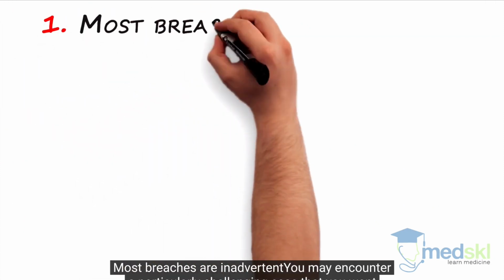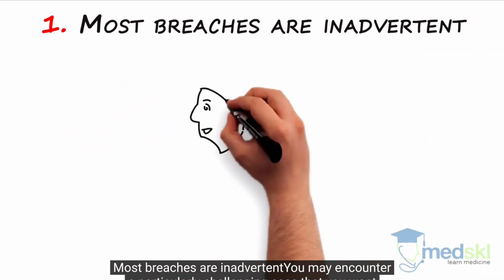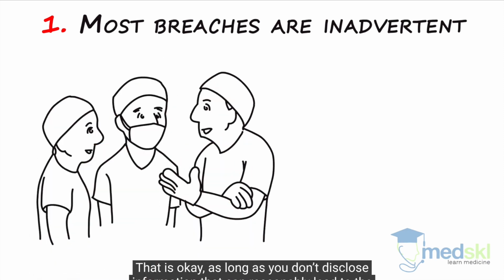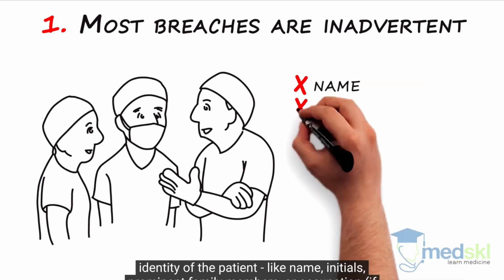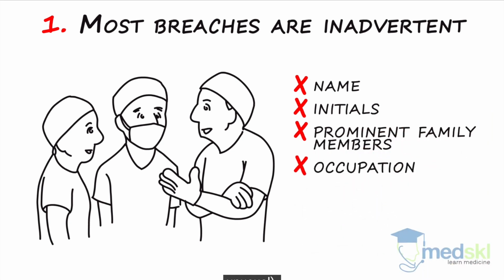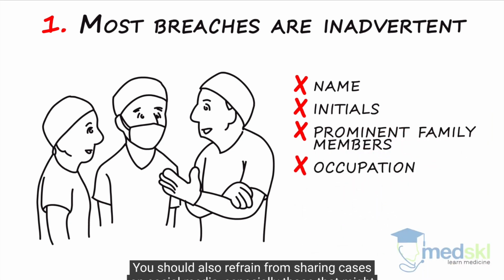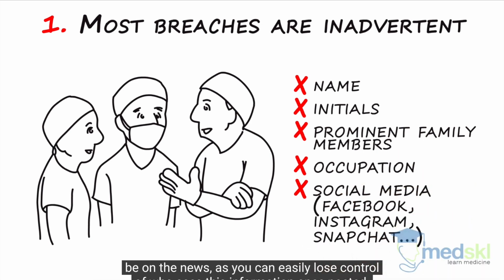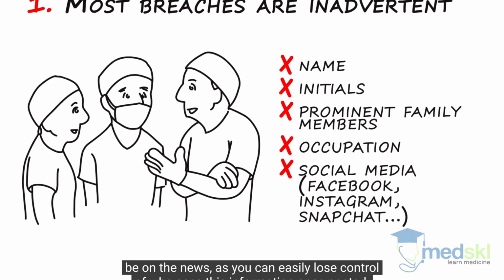1. Most breaches are inadvertent. You may encounter a particularly challenging case that you want to share with your colleagues. That is okay, as long as you don't disclose information that can reasonably lead to the identity of the patient, like name, initials, prominent family members, or occupation, if unusual. You should also refrain from sharing cases on social media, especially those who might be on the news, as you can easily lose control of who sees this information once posted.